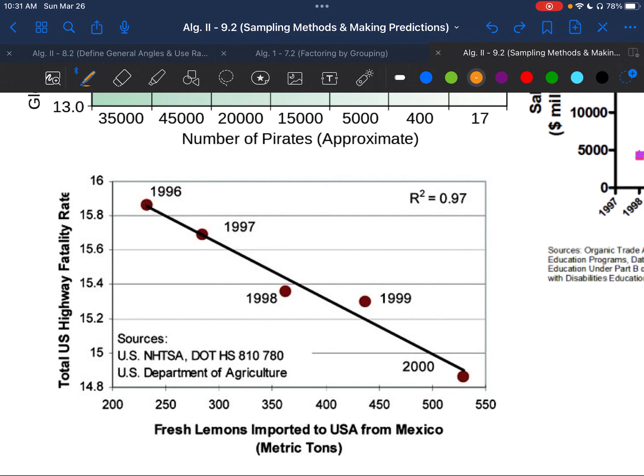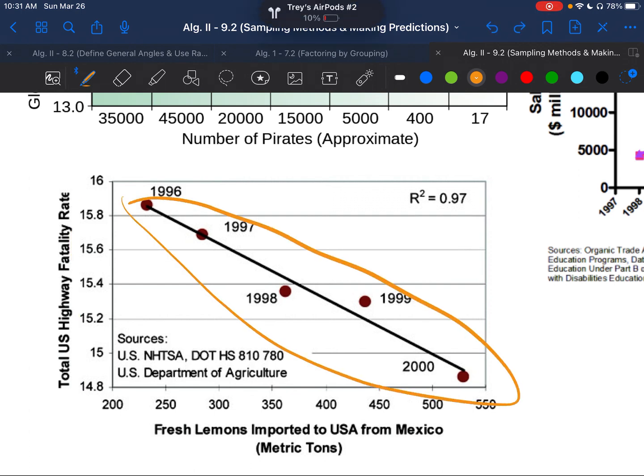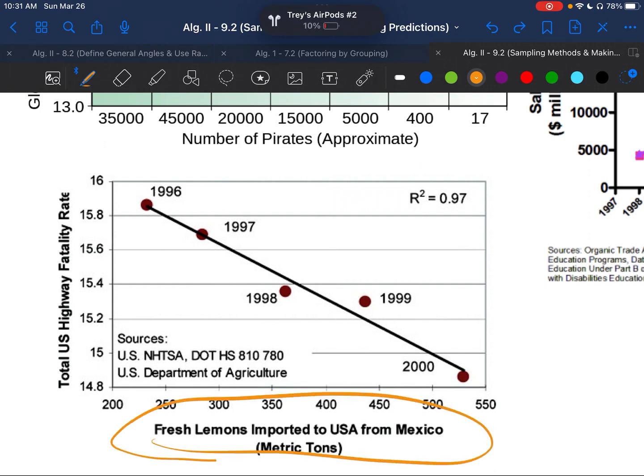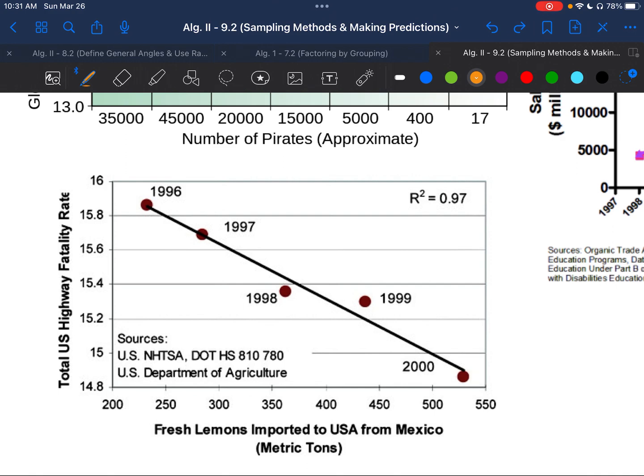And then this last one is also kind of humorous to me, how silly they are to be thinking they might be related to each other, even though it's a sad thing like highway fatalities. So we can see highway fatalities going down over the course of years as we're importing more and more lemons from Mexico. So, someone might look at this graph and say, well, clearly, the more lemons we get from Mexico, the less fatalities we have on the highway. So we just need to keep importing more and more lemons and we'll be fine.